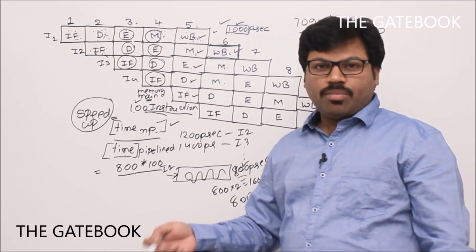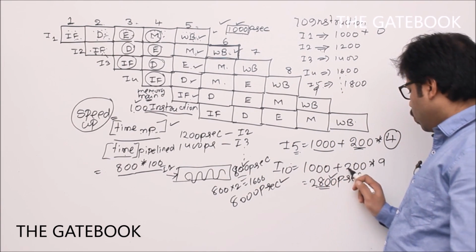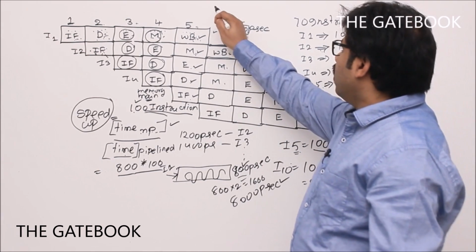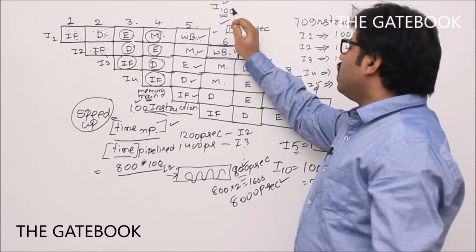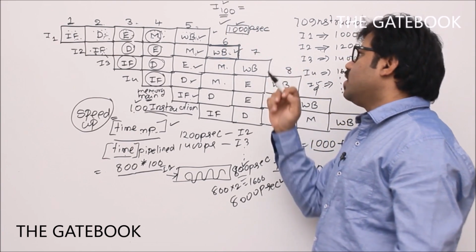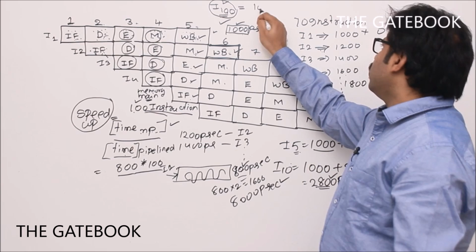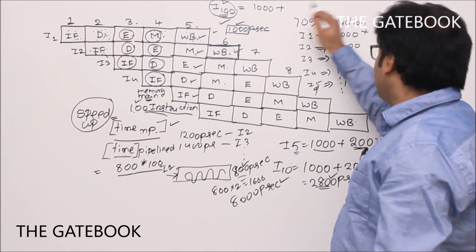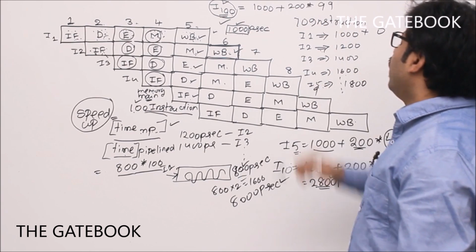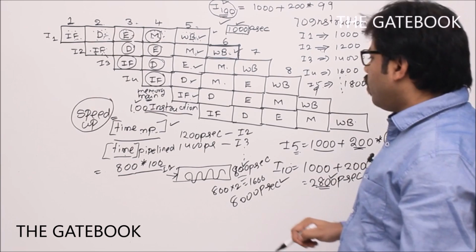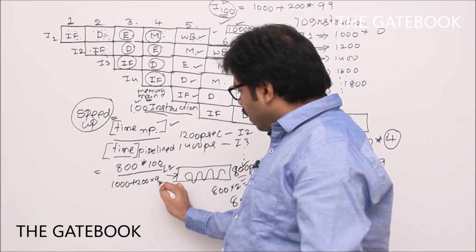So the time required for pipeline for 100 instructions, we have a formula. In this one, I10 is nothing but 1000 plus 200 into 9. For 100 instructions, you should know when the 100th instruction is executed, because by that time everything is executed. So what is the time required to execute the 100th instruction? It will be 1000 plus 200 into 100 minus 1, 99, correct? So 1000 plus 200 into 99.